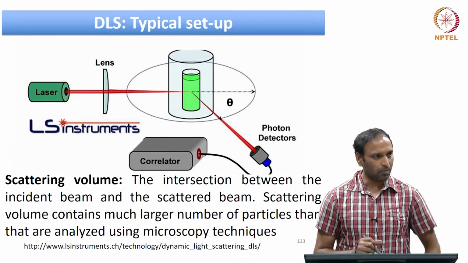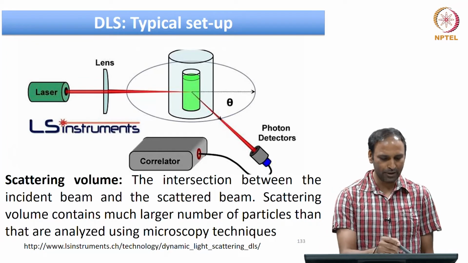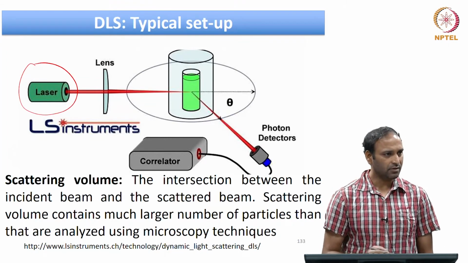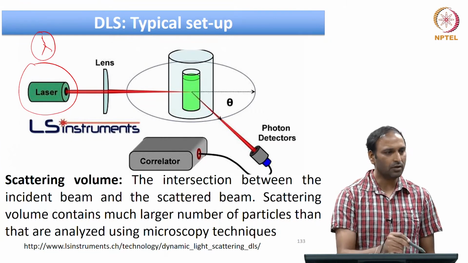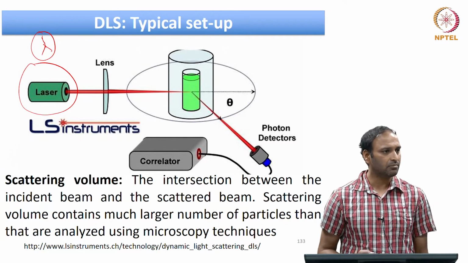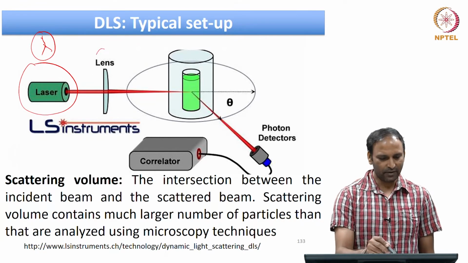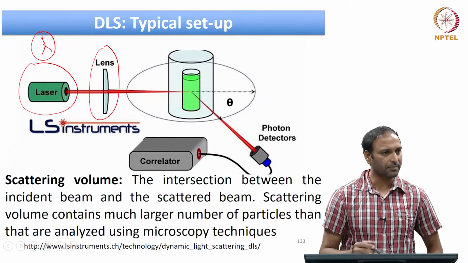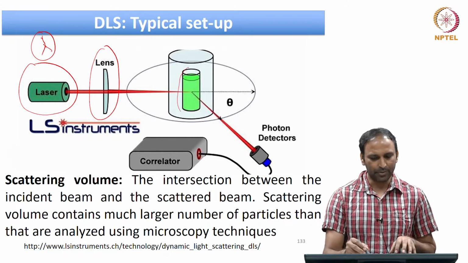If you open the instrument, this is what it will typically have. Essential components would be a laser, which will give you radiation of a particular wavelength, monochromatic, and a set of lenses to get a collimated beam, and there is a sample.